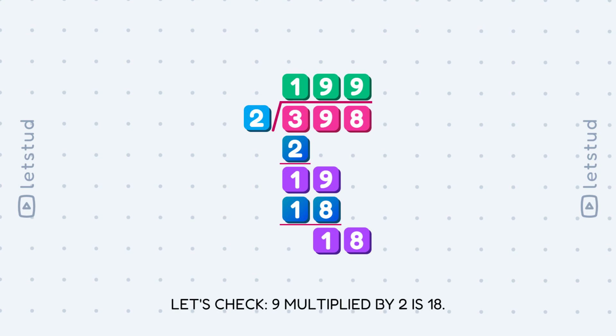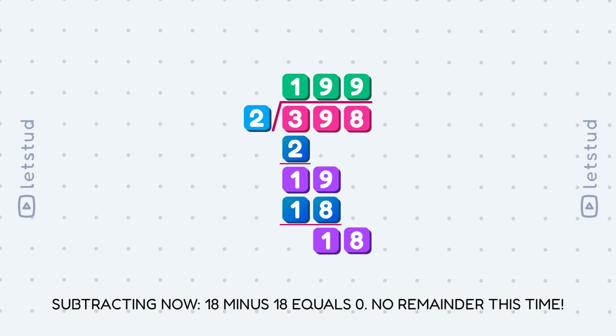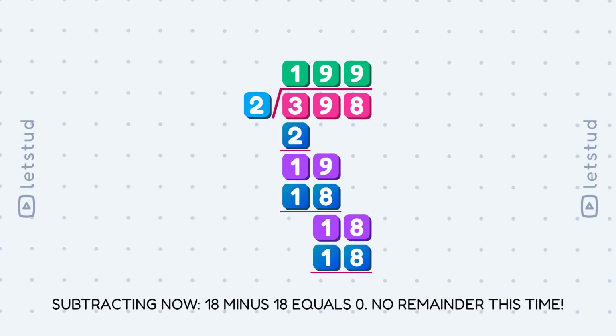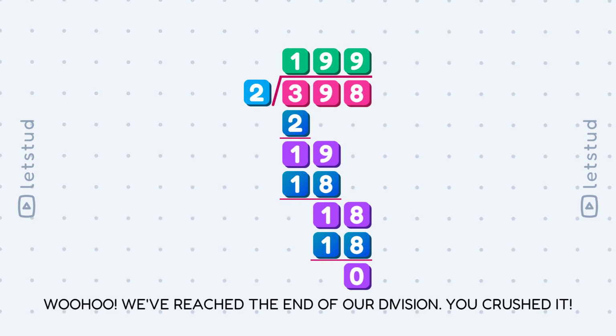Let's check. 9 multiplied by 2 is 18. Subtracting now. 18 minus 18 equals 0. No remainder this time. Woohoo, we've reached the end of our division. You crushed it. And that's it.